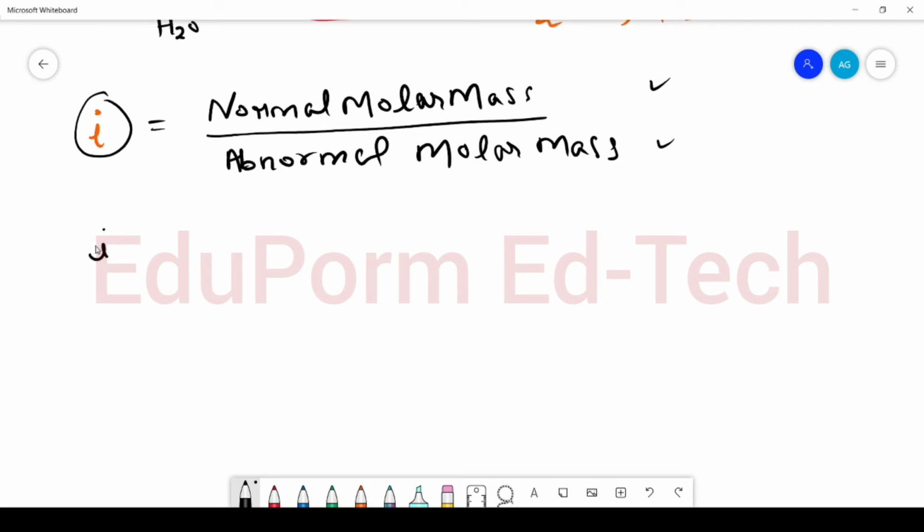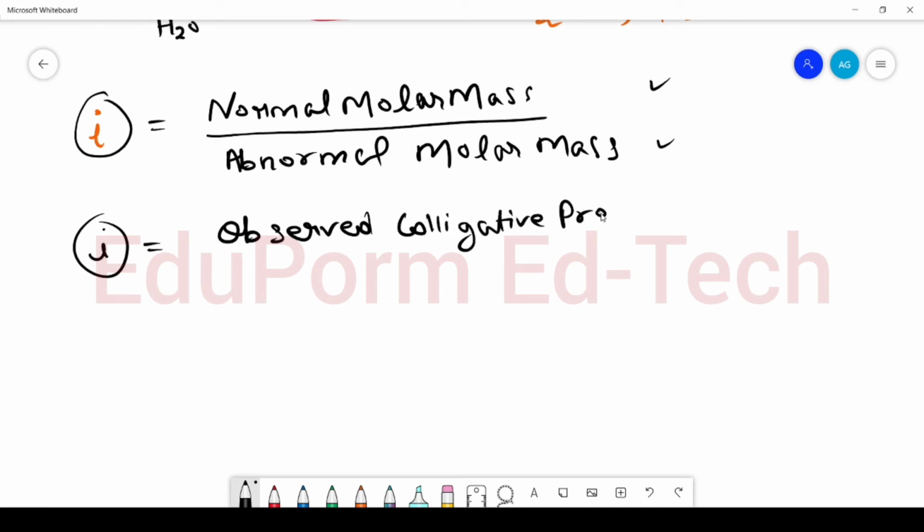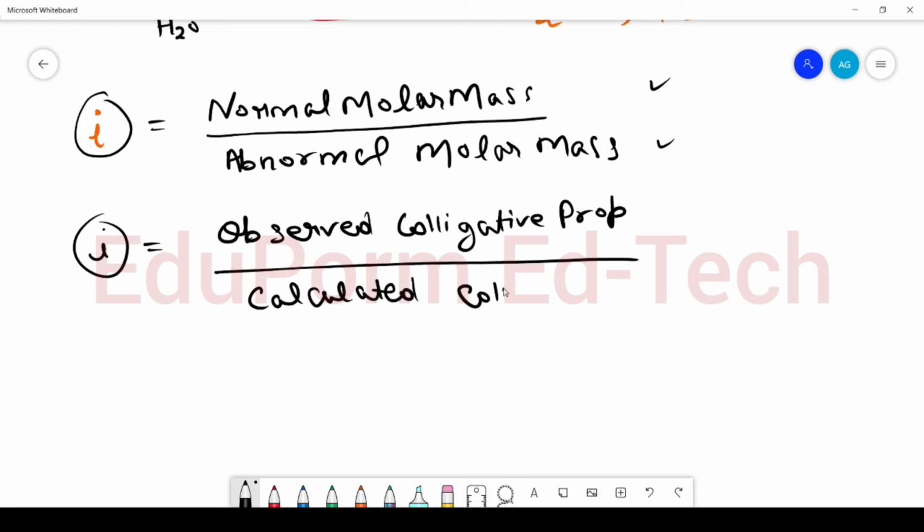There is one more formula where i, the Van't Hoff factor, is equal to the observed colligative property upon the calculated colligative property.